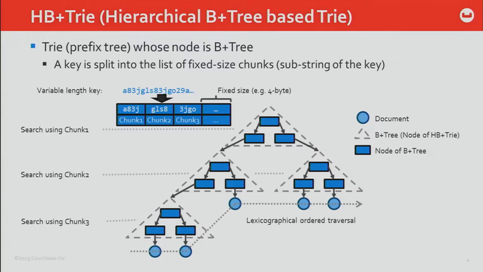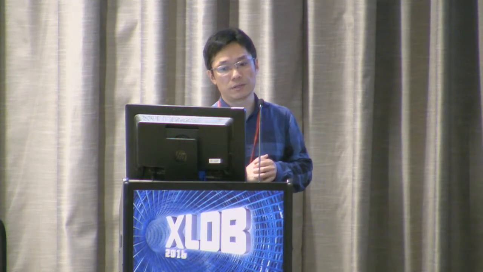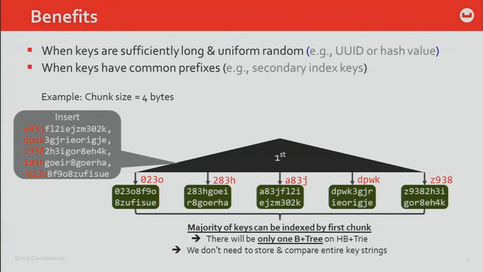The tree traversal will start from the first level of B+tree, and then if necessary, it'll go to the next level of B+tree. Or if a given document is found, then we'll return the corresponding key-value pair from the index. One of the main benefits of this new index scheme is that it maintains a very compact index structure by identifying the minimum set of chunks that can distinguish all the keys in the application key space. In other words, we don't need to construct a separate B+tree for each chunk level.